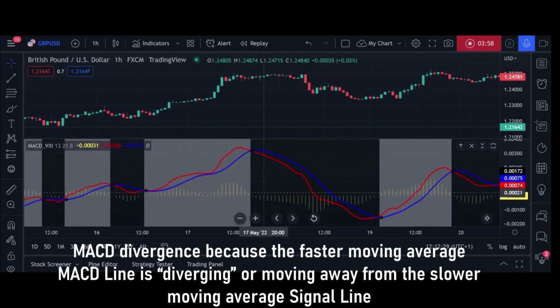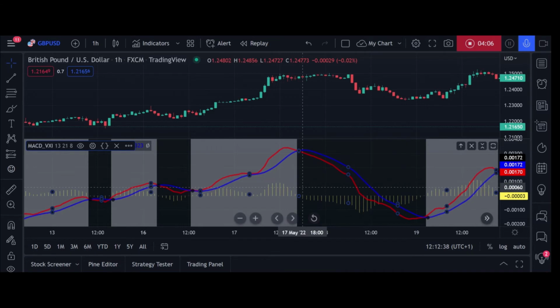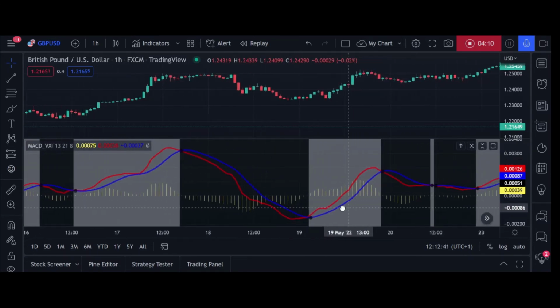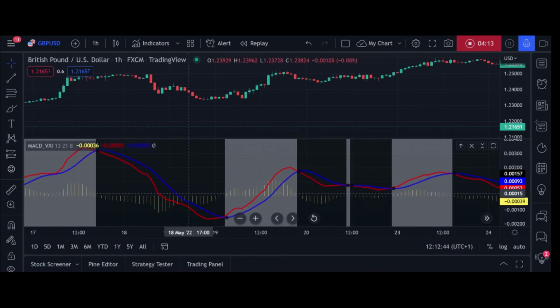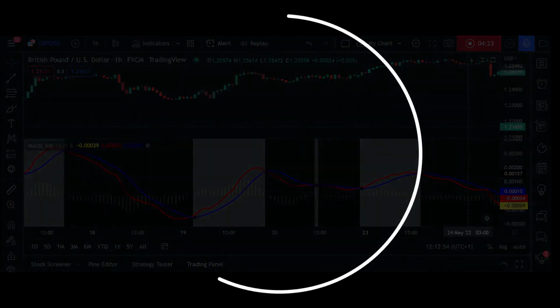This is called a MACD divergence because the faster moving average MACD line is diverging, or moving away from, the slower moving average signal line. As the moving averages get closer to each other, the histogram gets smaller. This is called convergence because the faster moving average MACD line is converging, or getting closer to, the slower moving average signal line. And that is what MACD stands for, moving average convergence divergence.